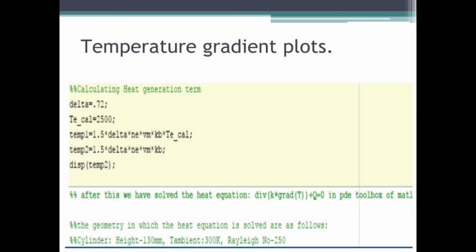For obtaining the temperature gradient plots, we solved the heat equation, that is, divergence of (K times gradient T) plus Q equals 0. In this code, we have calculated the Q generation term of the above equation using values obtained earlier. Then we solved this equation using the PDE toolbox of MATLAB. The results obtained from the same are shown below.